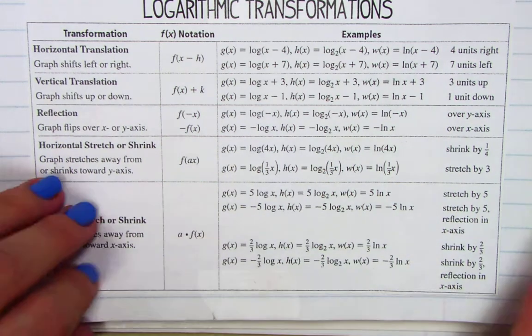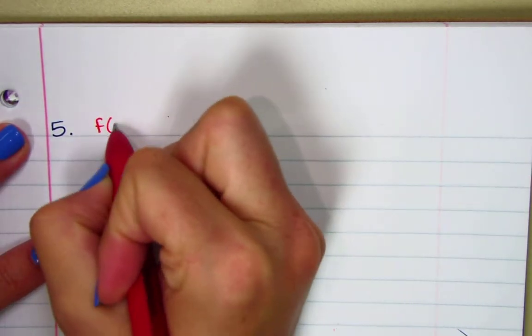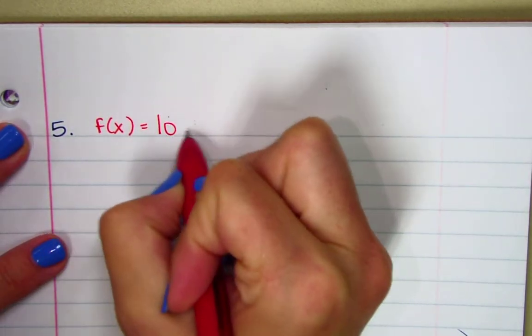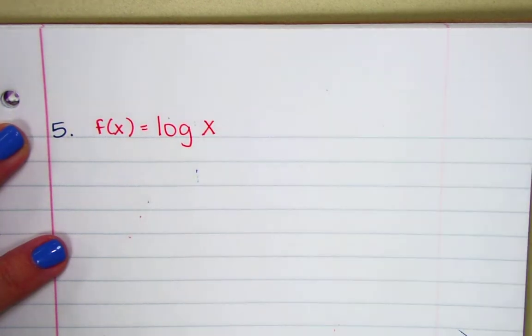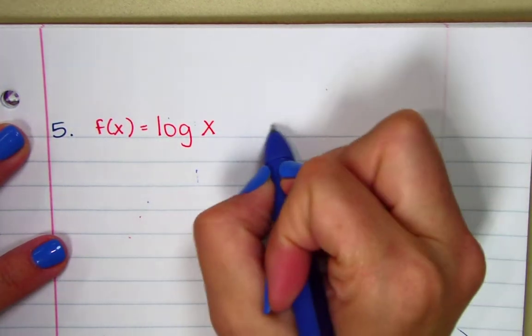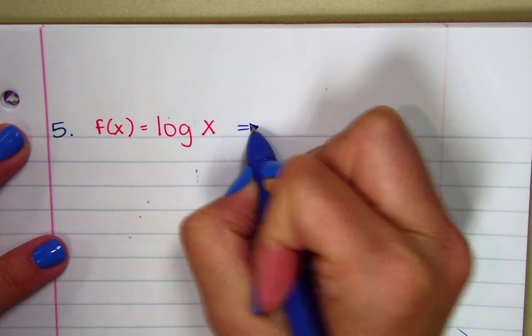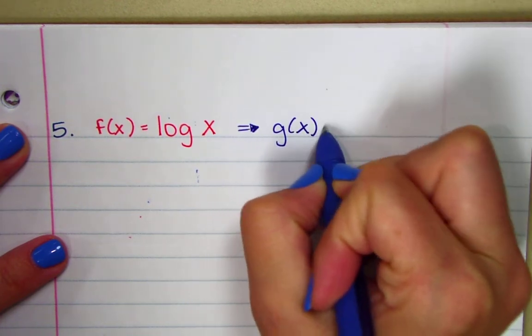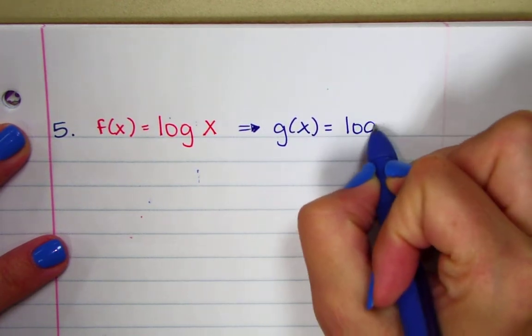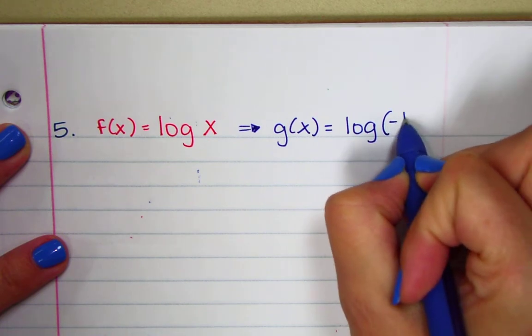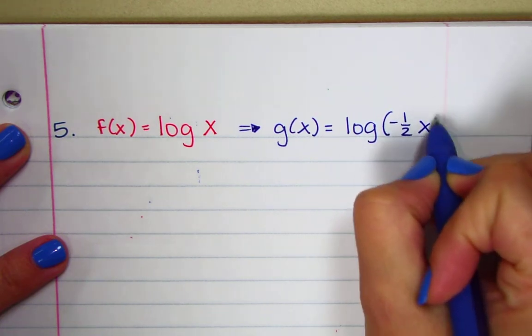Okay, so number 5, we're going to just graph these next two. Number 5, f of x equals log x, and g of x equals log parentheses negative 1/2 x.